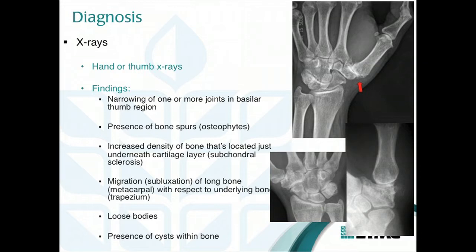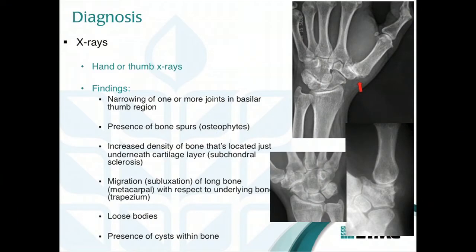Or over here, or over here. But then once you look at it here, there's more density, hence more whiteness in that bone, and it's more difficult to actually find the joint space between the two bones. And this is by definition arthritis. Several terminologies are used to describe it. There's narrowing of one or more joints in the basilar thumb region. So it can be here, which is the most common, but it can also be over here and here as well.